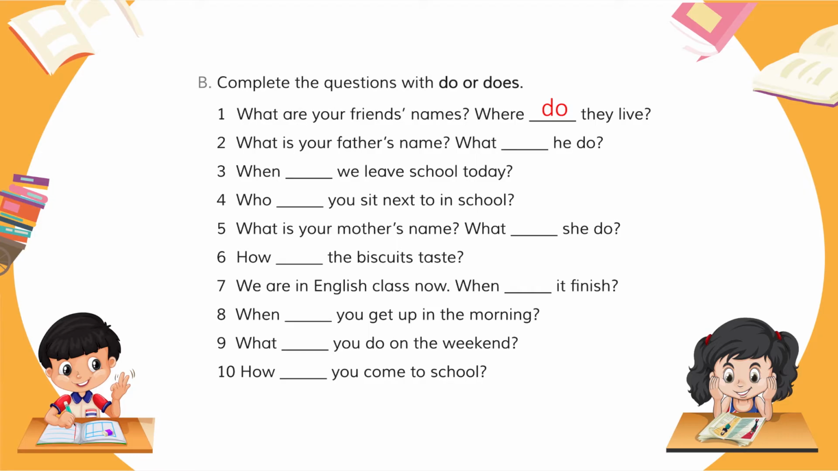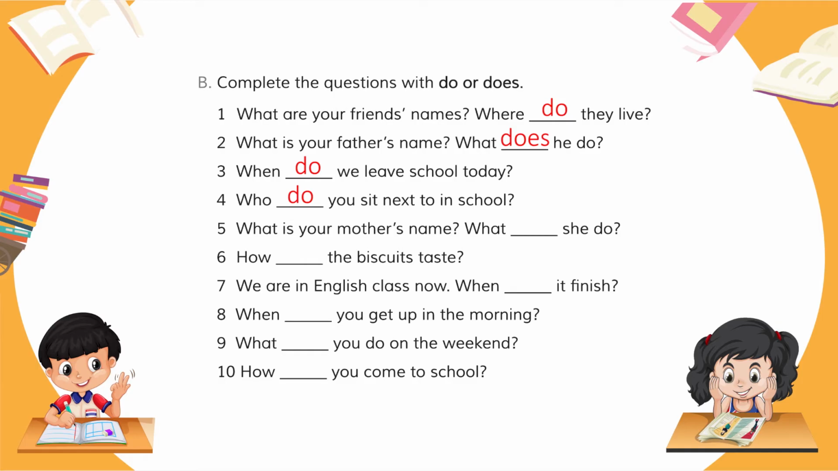What is your father's name? What does he do? Does. তিনি কি করেন? When dash we, we will always use do for we. When do we leave school today? Then next number 4, who do you sit next to in school? স্কুলে তুমি কার পাশে বসো?